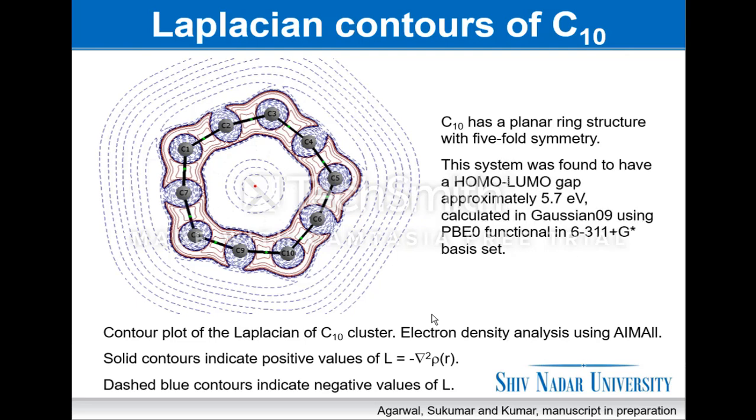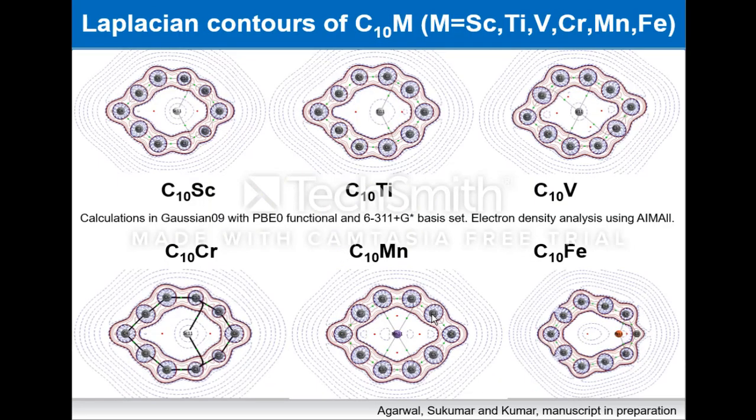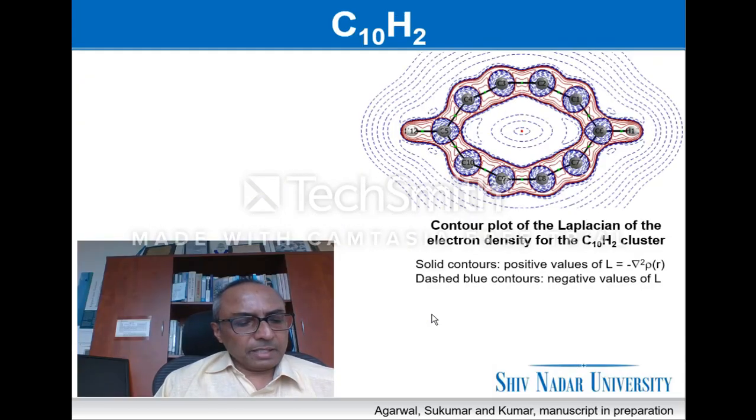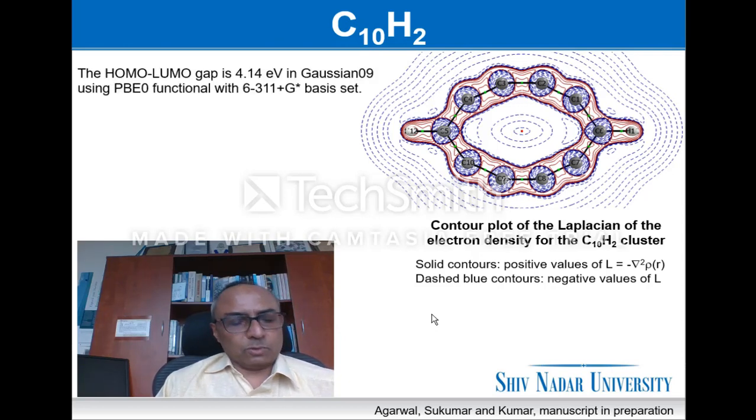C10 has a planar structure with 5-fold symmetry and a HOMO-LUMO gap of 5.7 electron volts. And here are the Laplacian contours of C10 doped with different metal atoms from scandium to iron. Laplacian contours of the C10H2 cluster are shown here. The HOMO-LUMO gap is 4.14 electron volts.